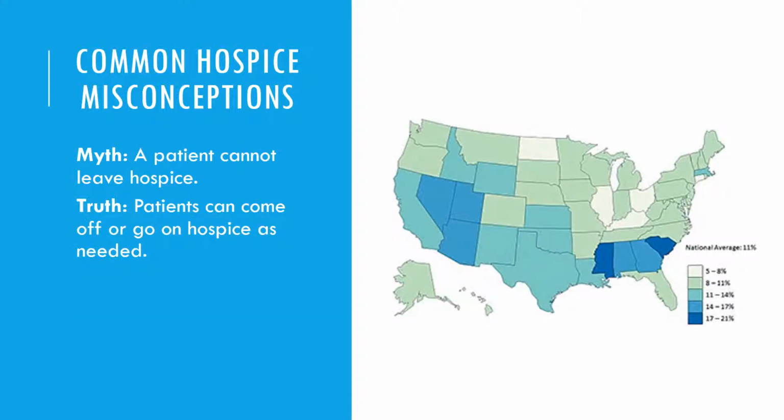The next hospice misconception is a patient cannot leave hospice. The truth is, patients can come off or go on hospice as needed. Patients don't always decline continually after being placed on hospice services. Sometimes their health will improve and there will be need for them to be discharged. The map on this slide shows the percentages of discharges from hospices in each state. The national average of people leaving hospice is 11%.